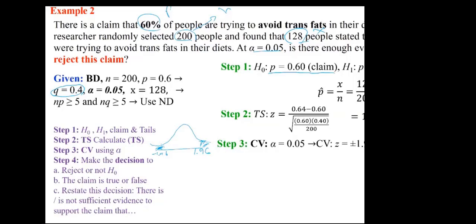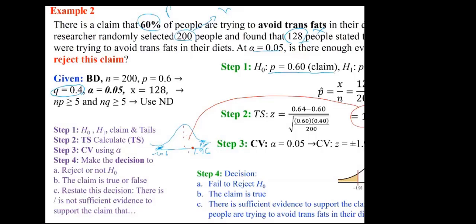So now, notice what happens as far as the next step is concerned. You just compare the two numbers, 1.15, and we notice that 1.15 is somewhere here. 1.15 is between the two numbers, and of course it's closer to 1.96. It's way into the non-rejection region. So the test statistic is in a non-rejection region. Do not reject H0. When you don't reject H0, then the claim becomes true. So fail to reject H0, the claim is true. There is sufficient evidence to support the claim that 60% of people are trying to avoid trans fat.